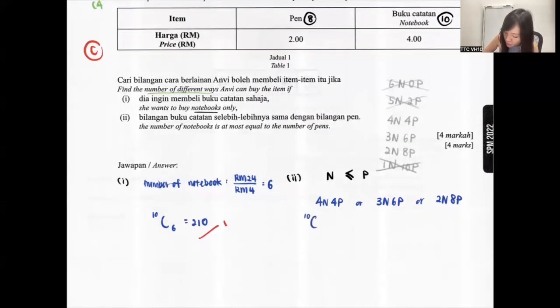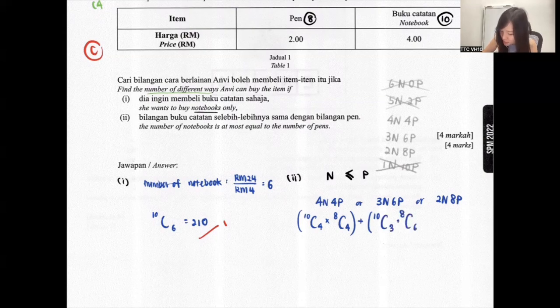So I got 10 notebook, I need 4 notebook. And 8 pen, I need 4 pen. Or write plus. 10 notebook, I need 3 notebook. 8 pen, I need 6 pen. Or write plus. 10 notebook, I need 2 notebook. 8 pen, I need 8 pen. Okay, let's press calculator.